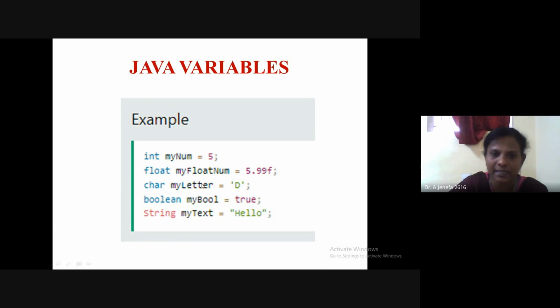See here, char myLetter = 'D'. It is only one letter, so this value is enclosed with single quotes. After that, the variable myBool is declared with the keyword boolean: boolean myBool = true. As I said, boolean values are either true or false. The last one is String myText = "Hello". So a whole word is assigned to the variable myText, and myText is defined with the keyword String. These are some examples of Java variables.